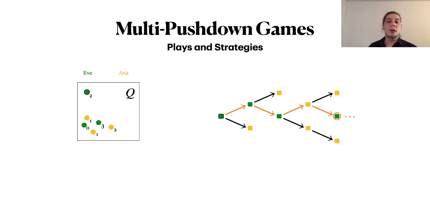Doing this infinitely long, we will obtain an infinite sequence of configurations. And then we can determine the winner by looking at the maximal infinitely often occurring priority. And we let Eve win if it is even. Now that is a parity winning condition.